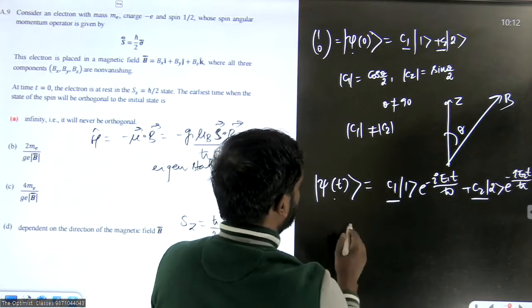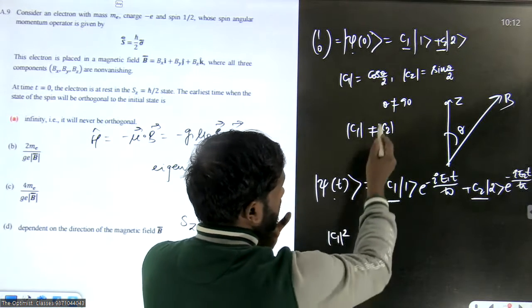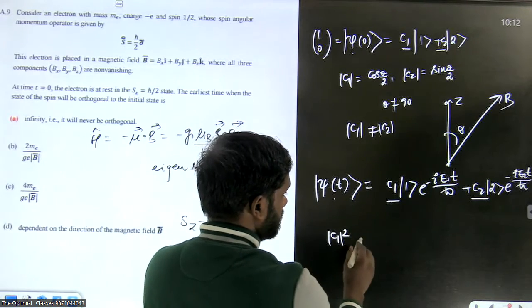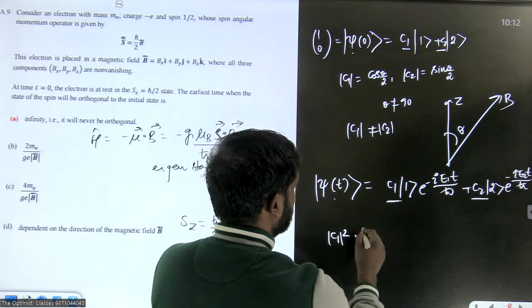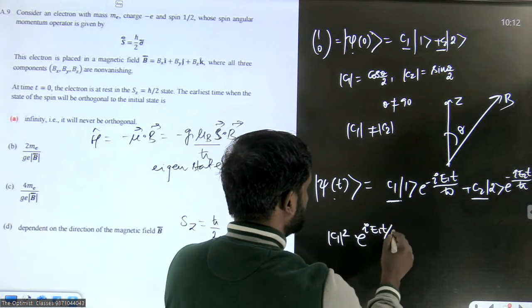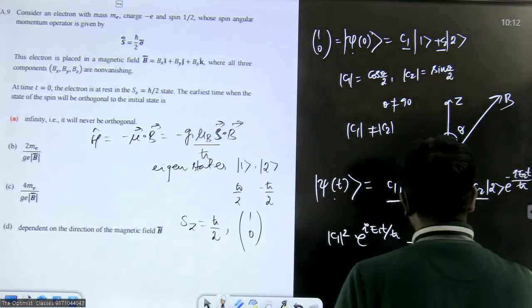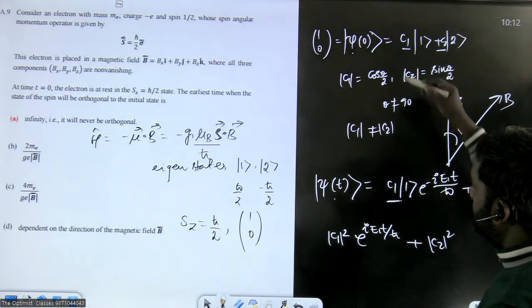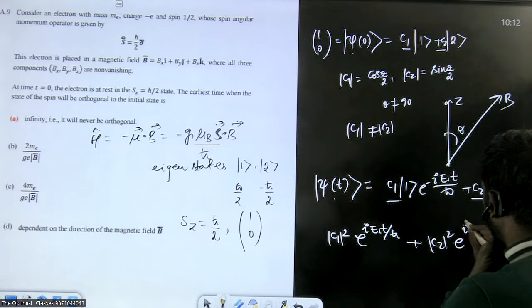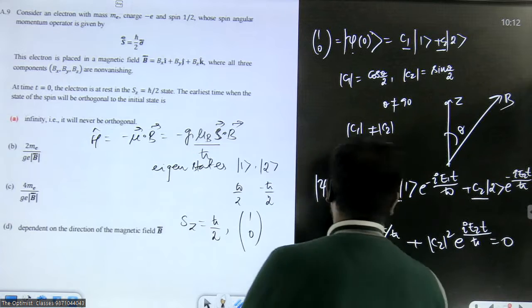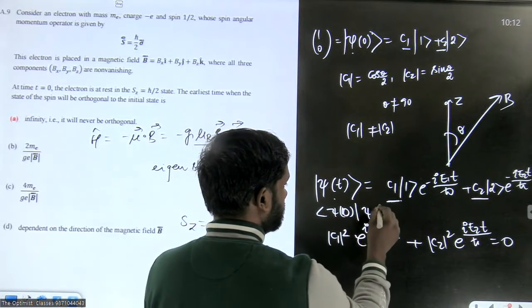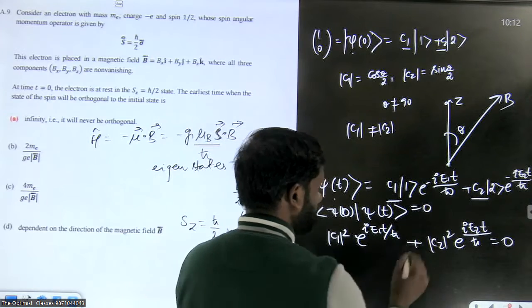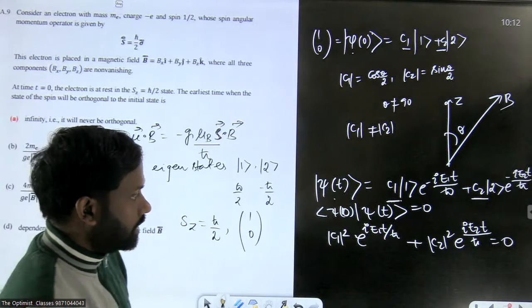If you do that, you will get something like this: the modulus square of C1, and in the beginning itself we are assuming C1 is not equal to C2, times e to the minus iota E1 t divided by h bar, plus the modulus square of C2 times e to the minus iota E2 t divided by h bar, equal to 0. Their inner product, psi 0 with psi t, we have taken equal to 0. This is what we are getting actually.